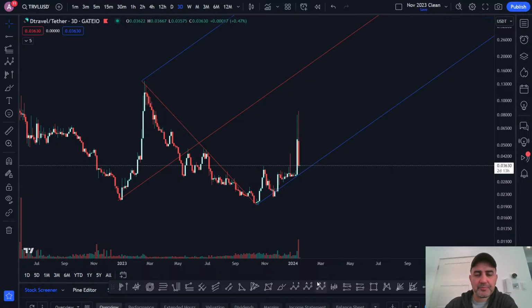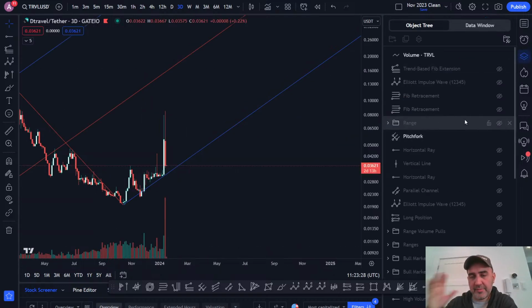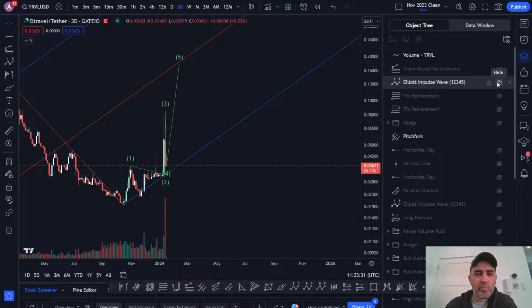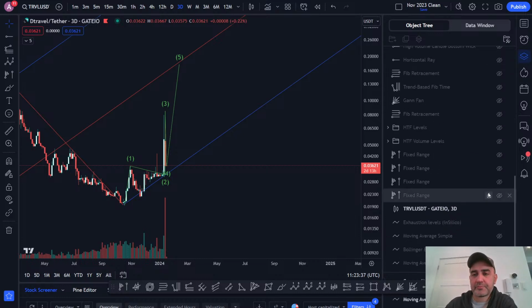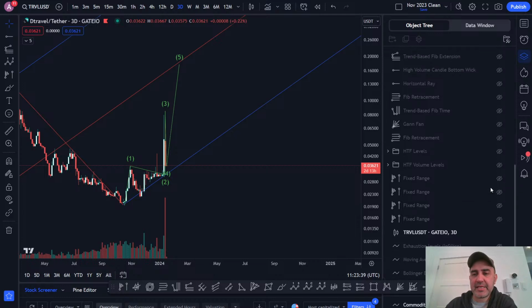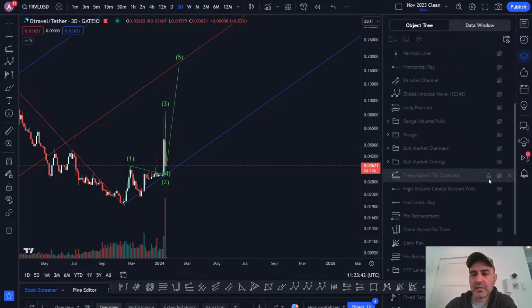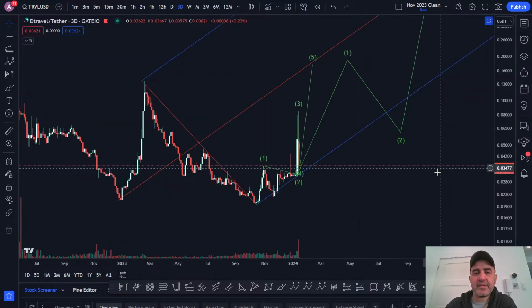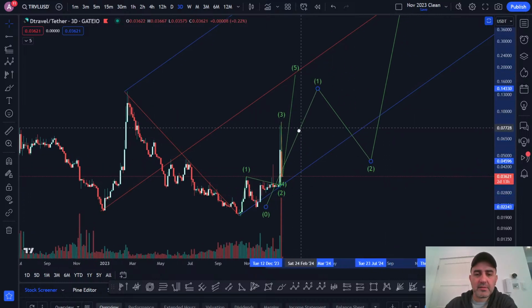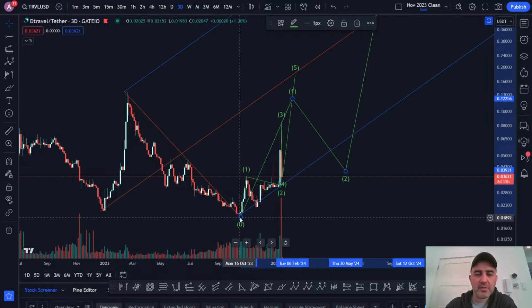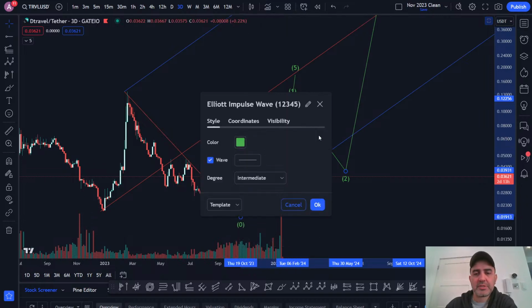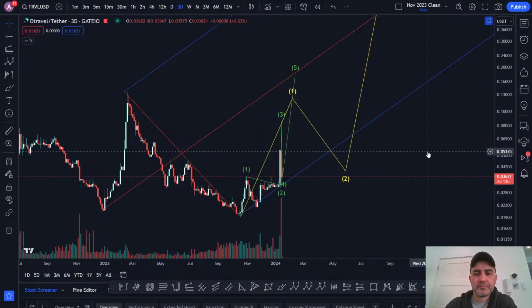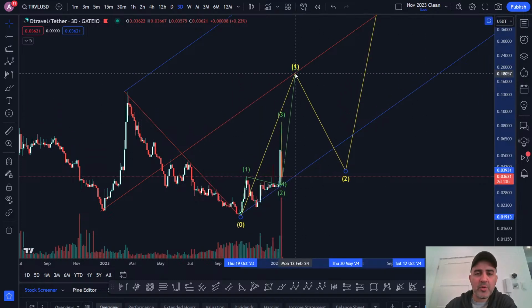Okay, so look, let's do this again. This is what I'm thinking. This is our wave one. And then we have to see how this looks. So let me change that color. So potentially that's our wave one.